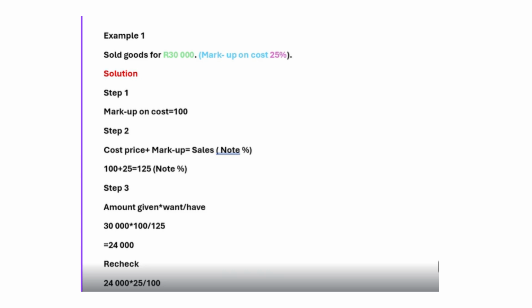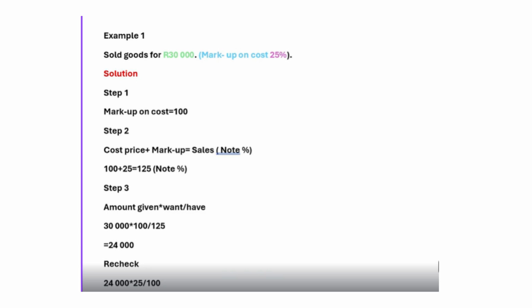Now we'll be going on to step 2, and this is where your formula will apply, which is your cost plus your markup equals your selling price. So our cost price is 100%. The markup is given to us, which is 25%, and that will equal 125%. And please note that we are using percentages, no values.